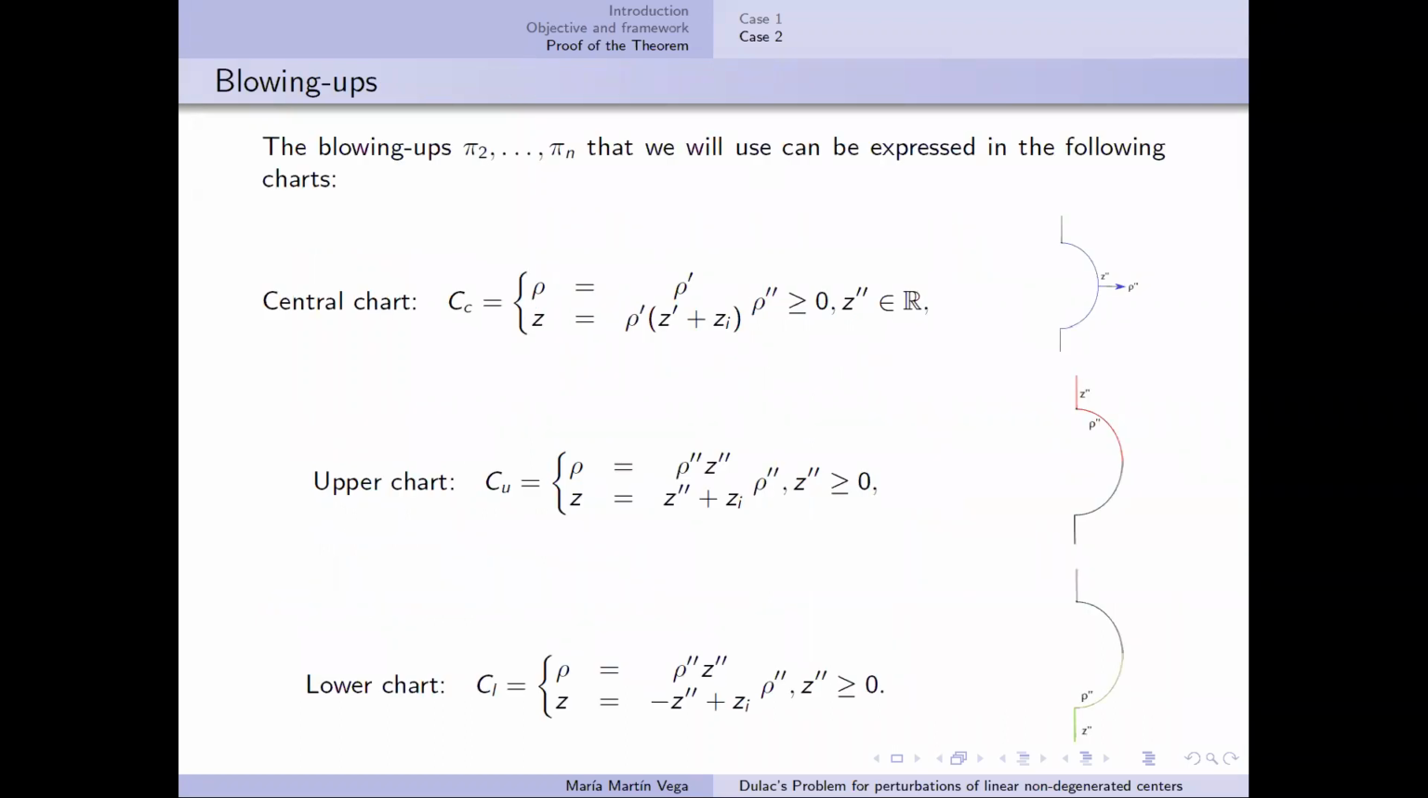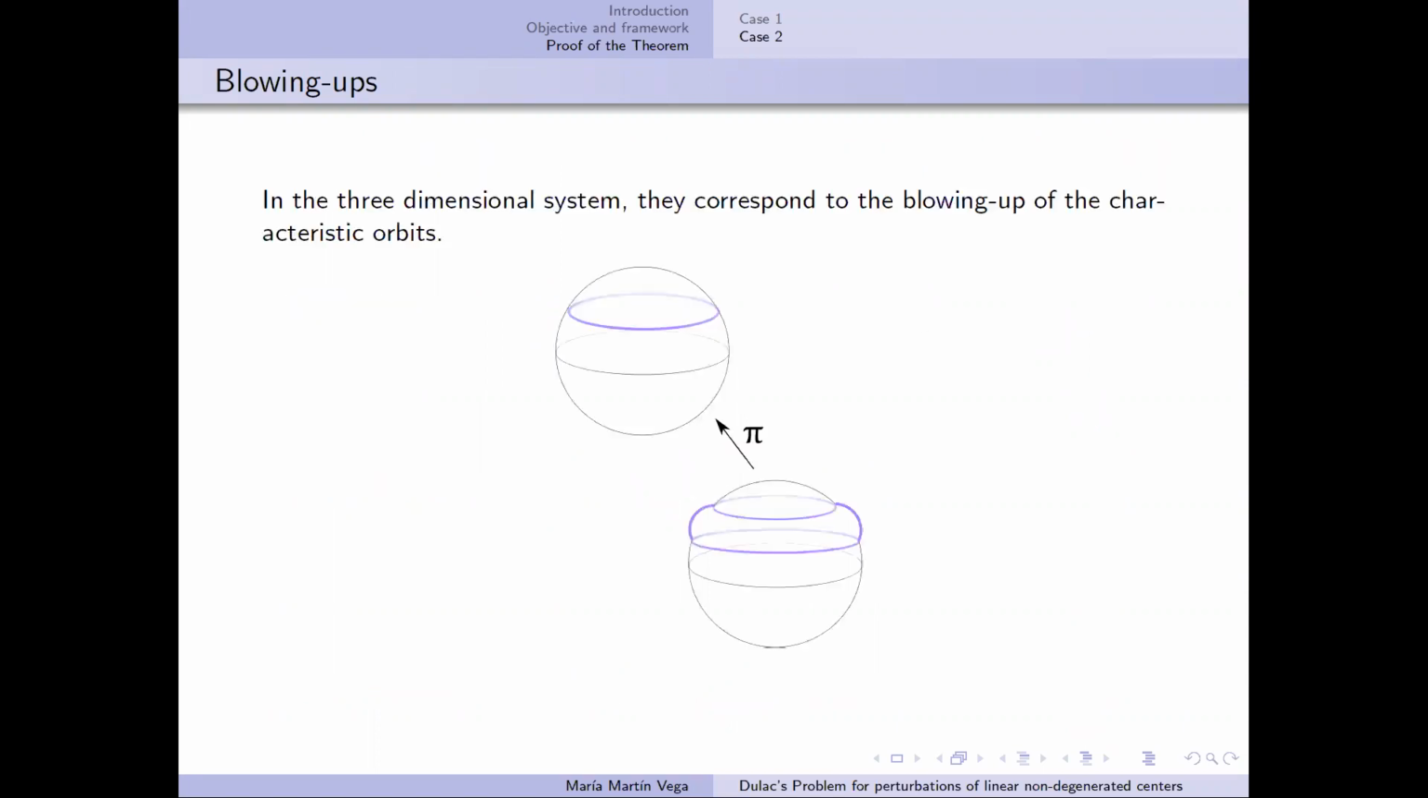The charts that we are going to use in this part are these three. They are real blowing ups, and in all of them we do a translation of the origin to the singularity that we are treating. We have a central chart that is covering all the new divisor except for the two corners, and an upper and lower chart that cover the two corners of the new divisor. And I just want to remark that these blowing ups are for the two-dimensional vector field, but are equivalent to doing, in 3 dimensions, blowing ups along the cycles of the characteristic orbit.